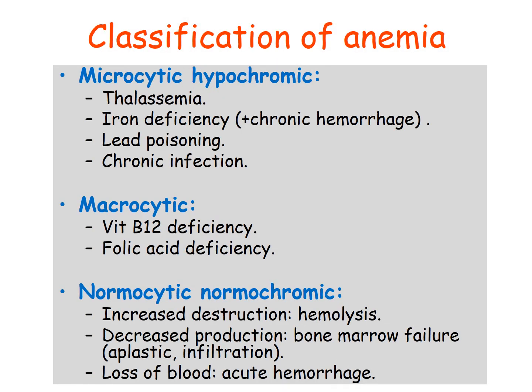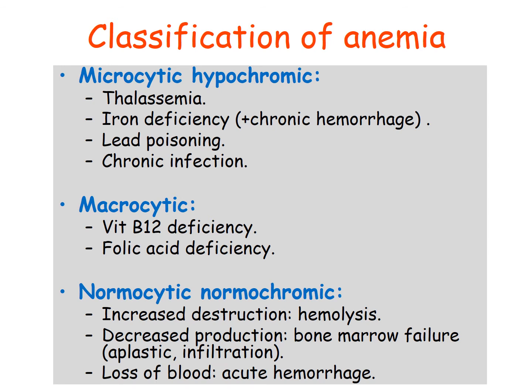So, I have to mention the classification of anemias. We have the microcytic anemia, including iron deficiency, thalassemia, chronic hemorrhage, lead poisoning, sideroblastic anemia, chronic infection, and we have the macrocytic anemia, which includes megaloblastic anemia as in vitamin B12 deficiency and folic acid deficiency.